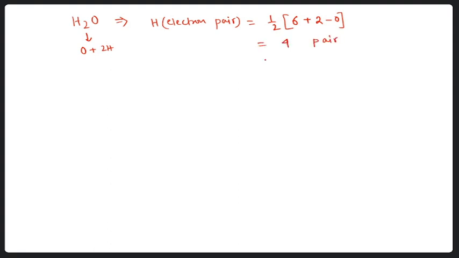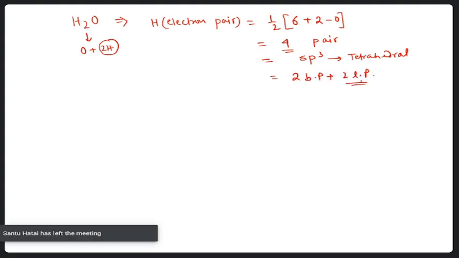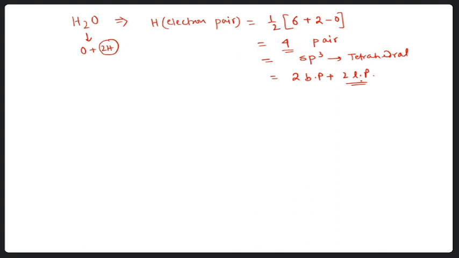According to the rule, if there are 4 pairs, this is sp3 hybridization. sp3 means tetrahedral. From that theory, we can also calculate that 4 pairs are there, but only 2 bonds are formed. So we can easily say 2 bond pairs and 2 lone pairs. One can easily find out how many lone pairs are present in a molecule by this theory. As well as, if we know the lone pairs, then we can find the bond angle, because we know that lone pair-lone pair repulsion is greater than lone pair-bond pair repulsion, which is greater than bond pair-bond pair repulsion. According to that, water has a bent structure as per VSEPR. So these are the electron pairs.